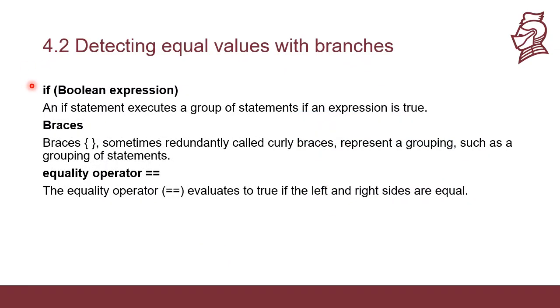We can use this if statement to test a Boolean expression and then execute the code inside some braces if this Boolean expression is true. This is the equality operator. It evaluates whether one thing is equal to another. Notice it's a double equal sign. That's different from the assignment operator, which is a single equal sign and just assigns a value to a variable. This tests to see if one thing is equal to another.